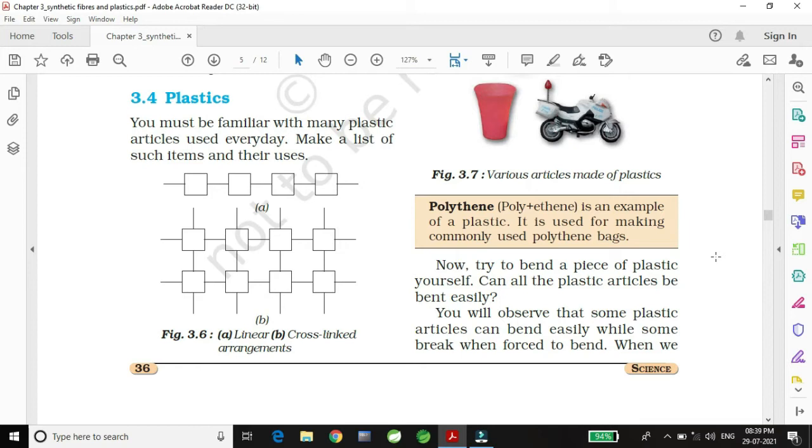So what is polythene? Polythene is derived from two words, poly and ethene. Polythene is an example of plastic. It is used for making commonly used polythene bags, which you use in day-to-day life.